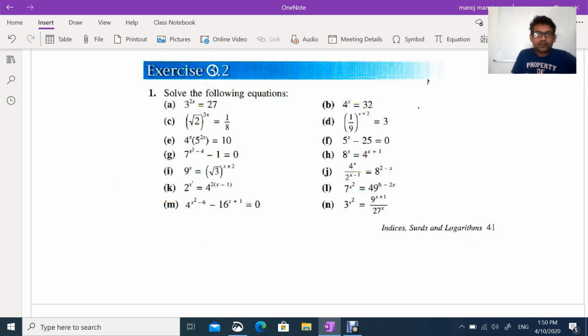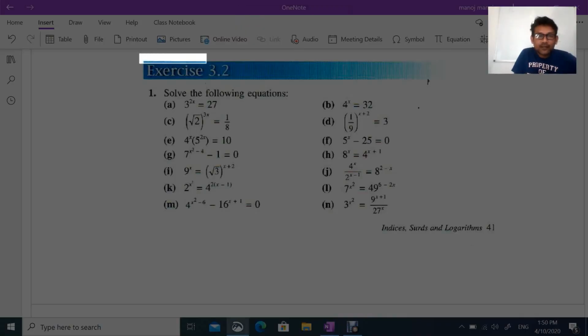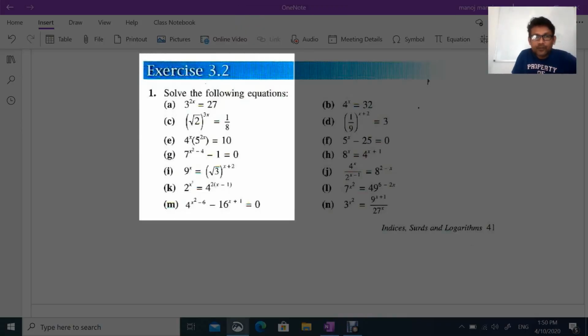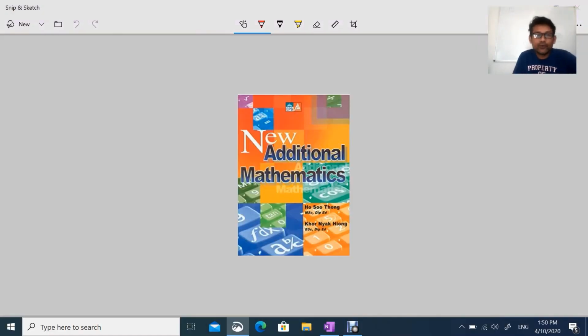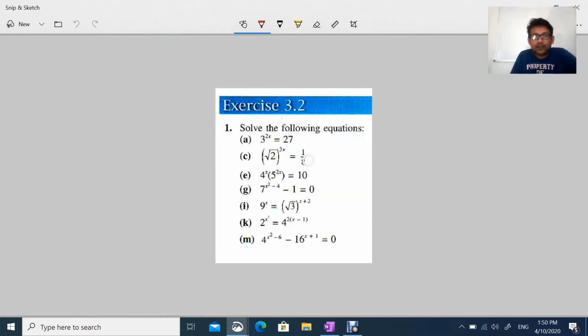In this exercise 3.2 we are going to solve some indices equations, and I am not doing the whole exercise but some special questions. This line I am doing first of all. Solve the following equations.